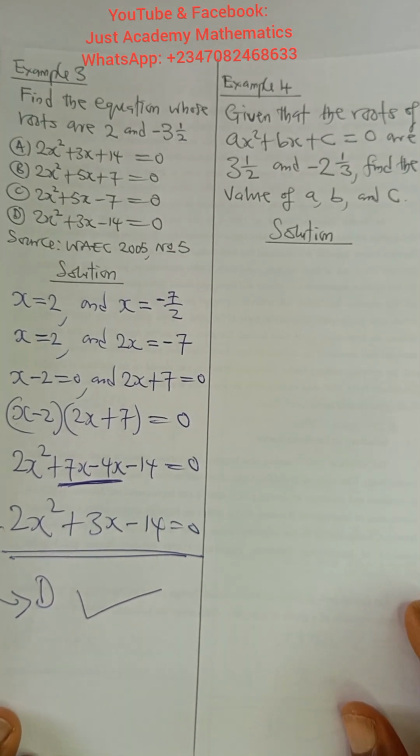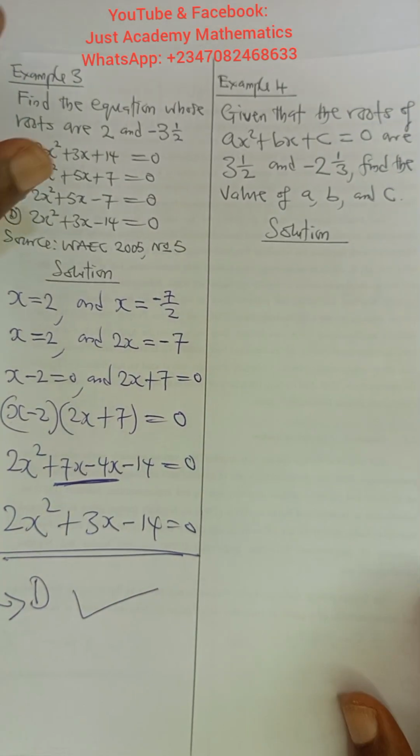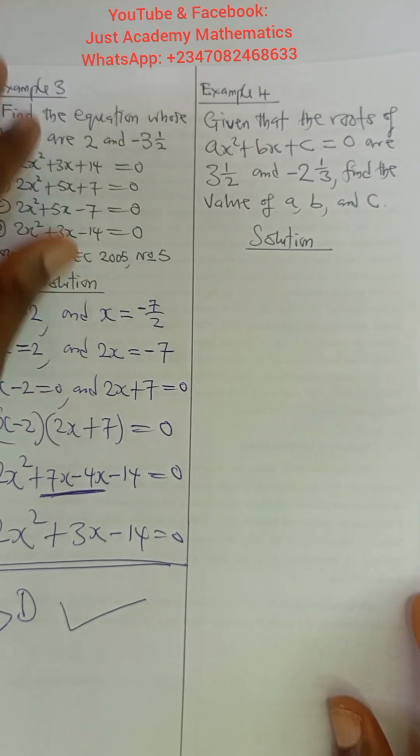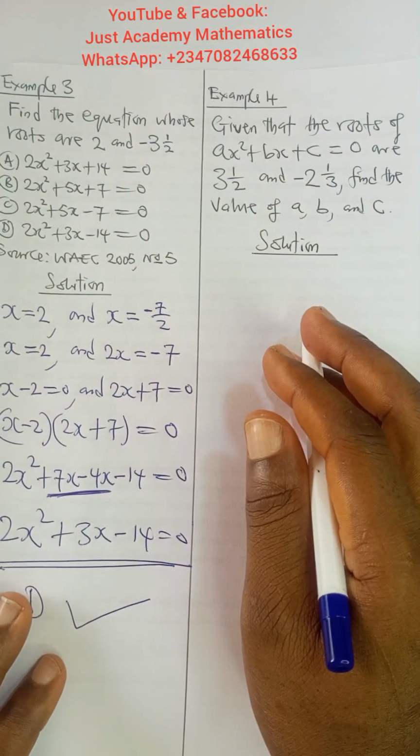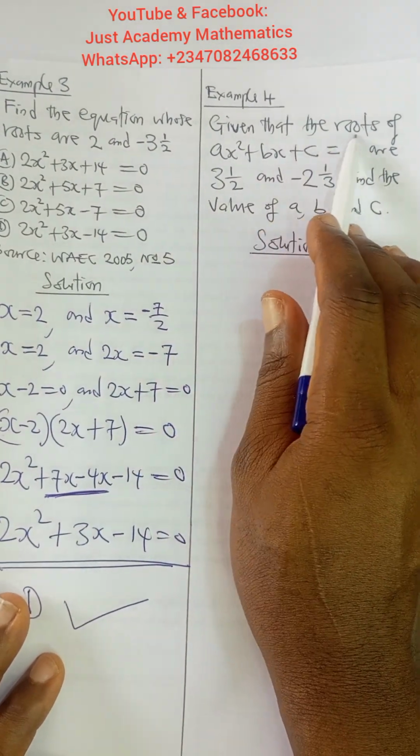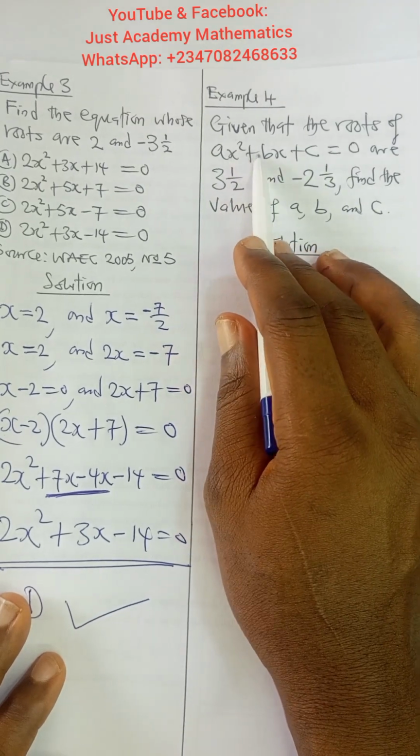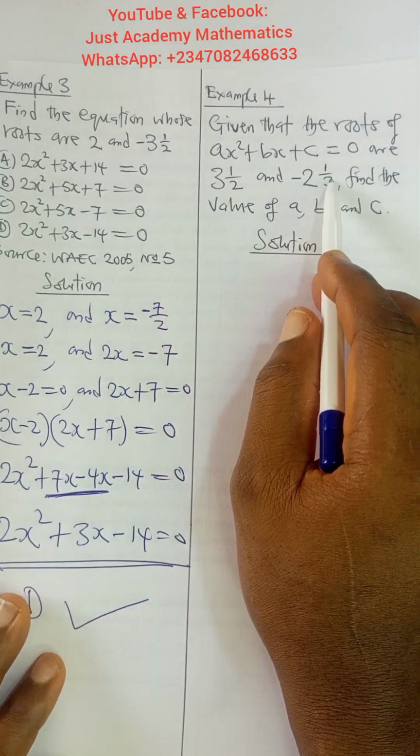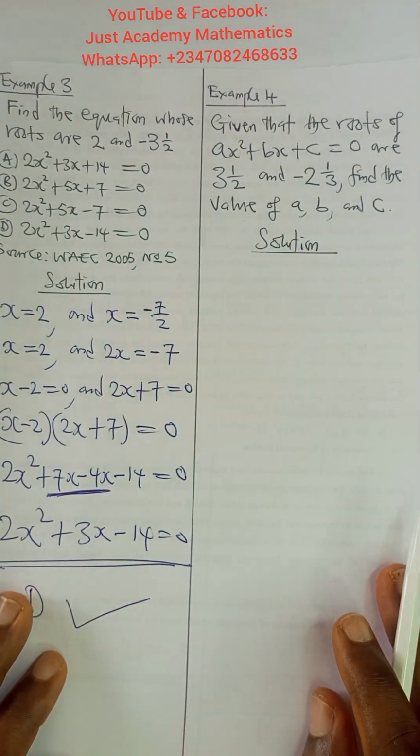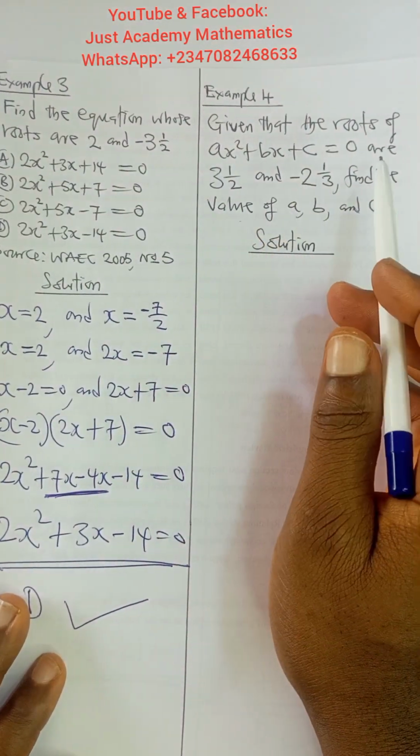Now let's move on to this. The game is beginning to change. Let's see, for this one now, look at this. Given that the roots of this, ax squared plus bx plus c equals 0, are this and this, find the value of abc. Don't be carried away with this. It's not a big deal.